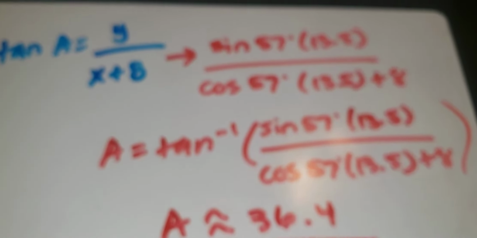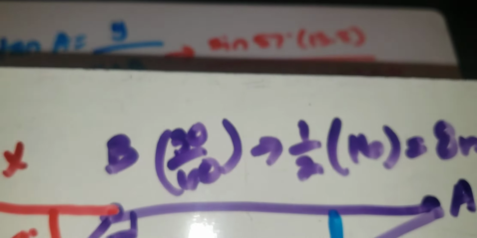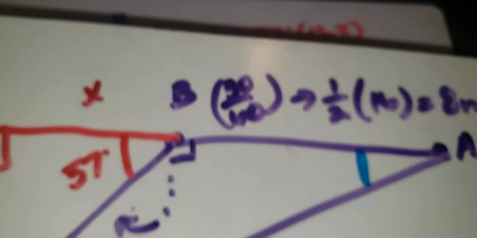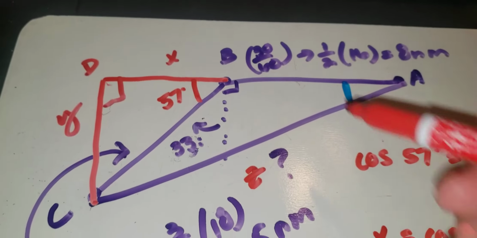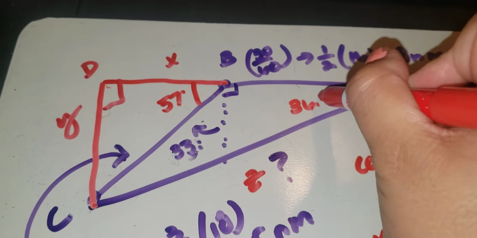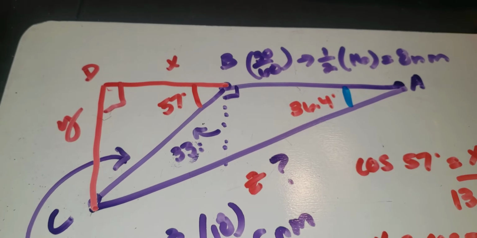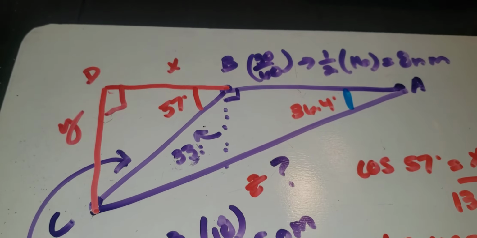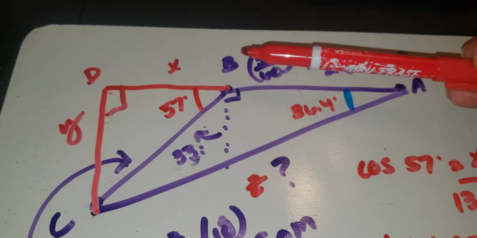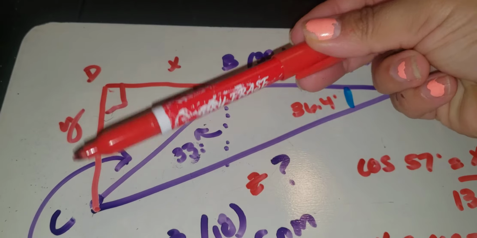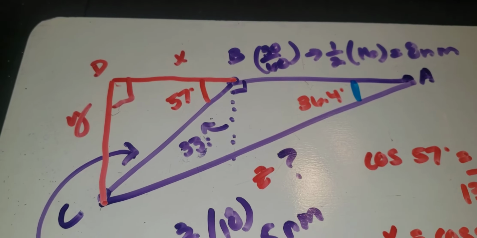Now coming over here, how did that help us? 36.4 is this angle right here. So what we could do right now is go ahead and find the bearing, our navigational direction. So remember, it started off here and then it basically traveled this way. So we want to find out our navigational bearing.